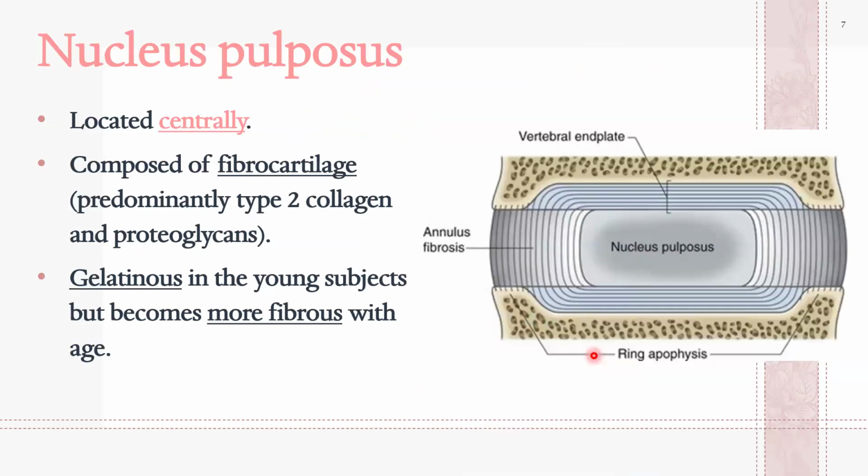First, we discuss the nucleus pulposus, which is located centrally, as we mentioned earlier, and is composed of fibrocartilage, predominantly type 2 collagen and proteoglycan, being gelatinous in young subjects but becoming more fibrous with aging. This is the nucleus pulposus and annulus fibrosus with the vertebral end plate.